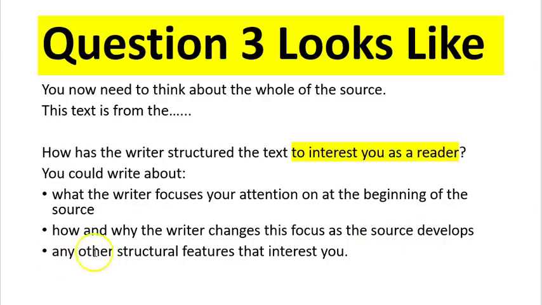And then the final bullet point basically says write about anything else that you like as long as it is structure. And of course, this is their way of saying you must write about the ending. But we're not going to tell you to write about the ending, because if we did that, then everyone would do it and everyone would get similar marks. So that third bullet point actually means, for God's sake, write about the ending of the text.